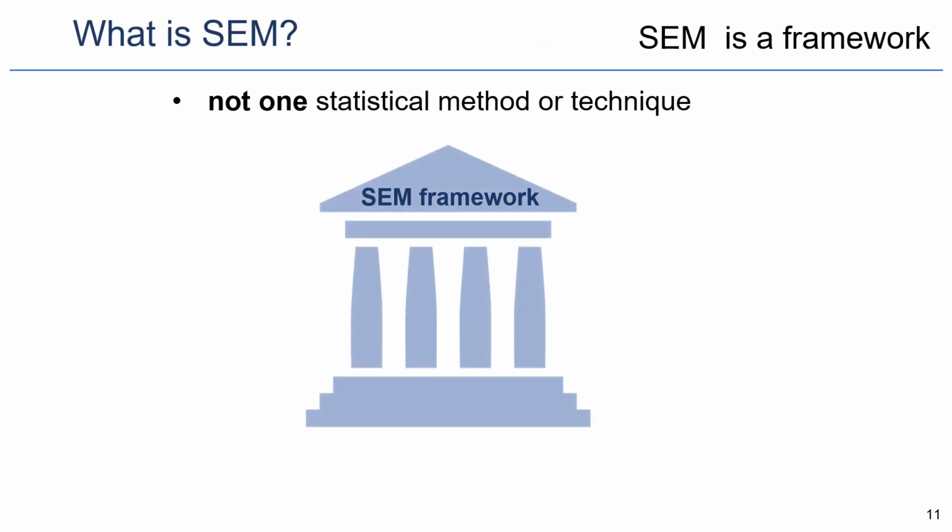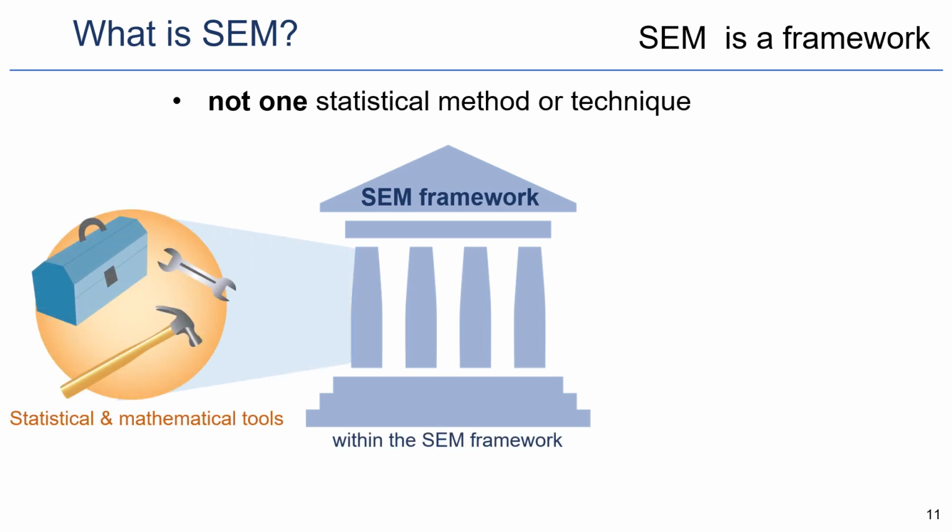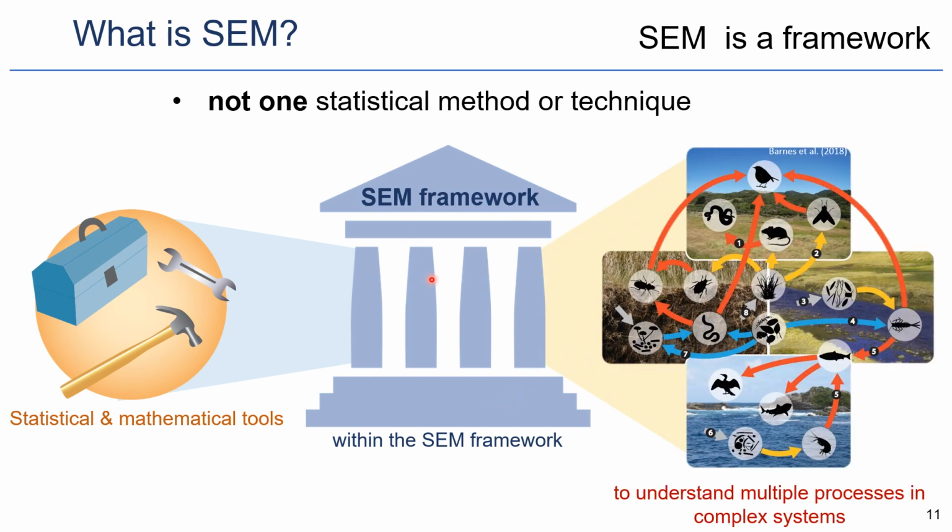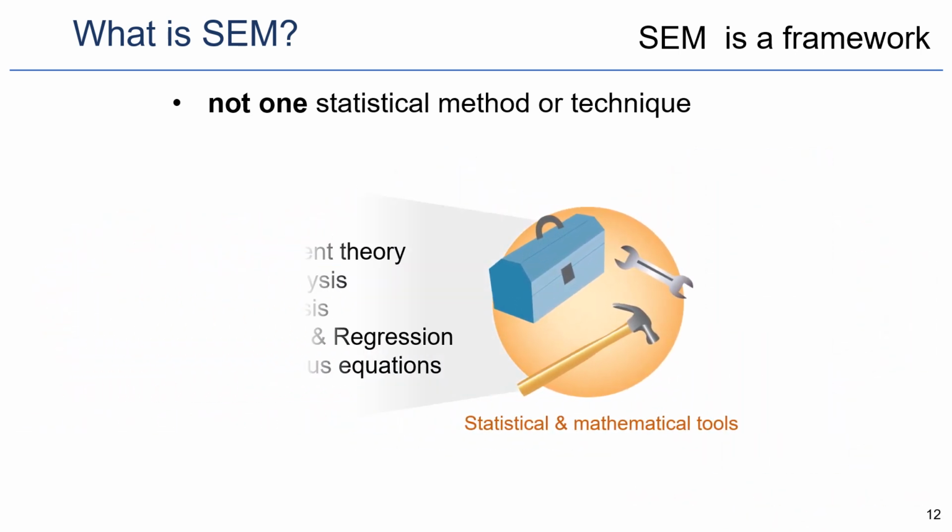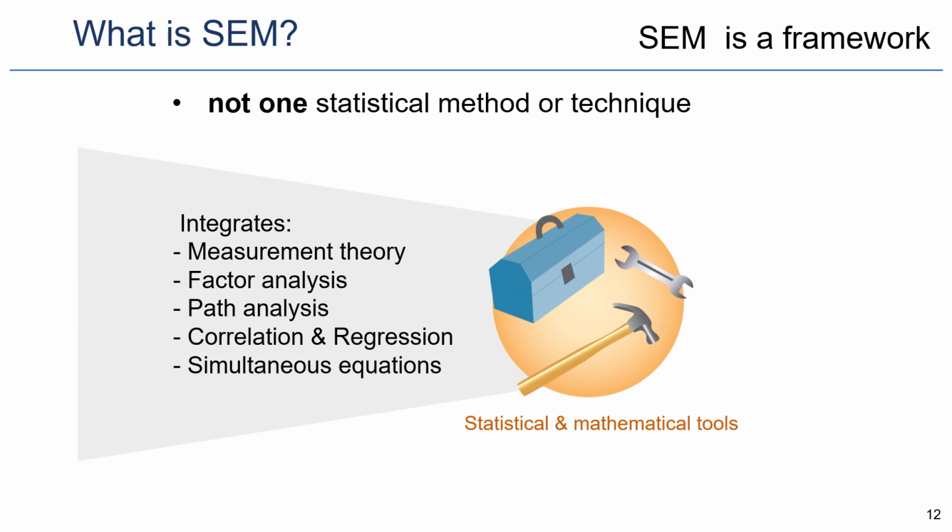Also, we can say that SEM is not one statistical method or technique. It's rather a modeling framework of many multivariate techniques. We take statistical and mathematical tools together with SEM principles in order to understand our study systems. SEM allows us to study multiple processes in really complex systems. And these SEM tools come from a number of different disciplines. As you can see here, it brings together measurement theory, factor analysis, path analysis, and conventional methods of statistics like correlation and regression.